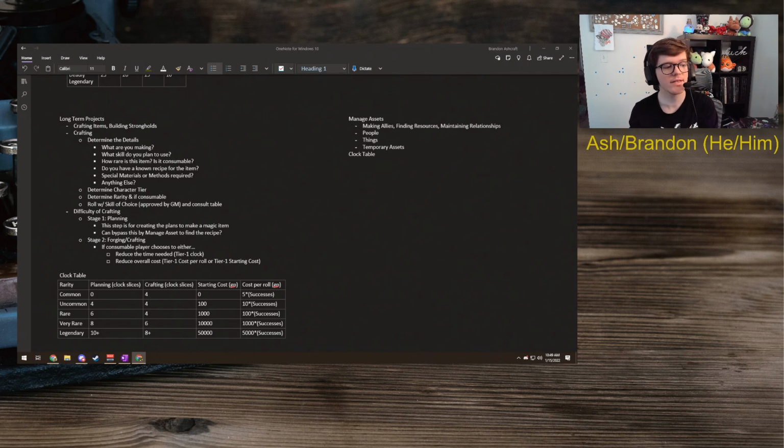Special materials or methods required. This requires the essence of a flame elemental in order to be constructed. I can get that by casting Conjure Elemental and then killing the elemental. So you may need to play out that combat if it's even required. Depending on your level, you may just one-shot that thing. And then is there anything else?